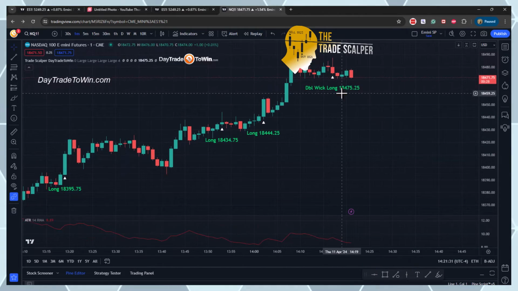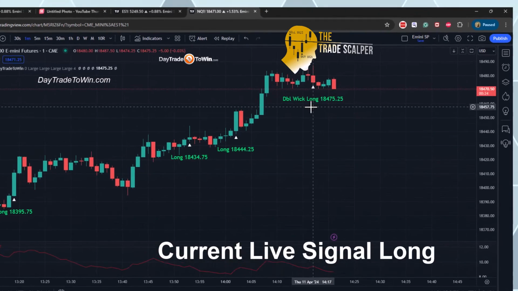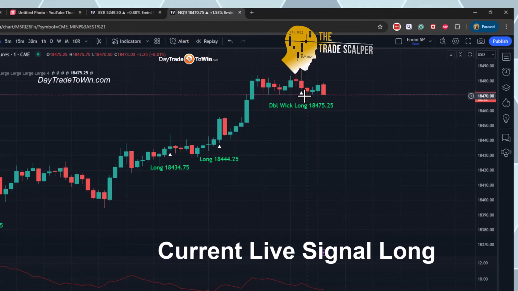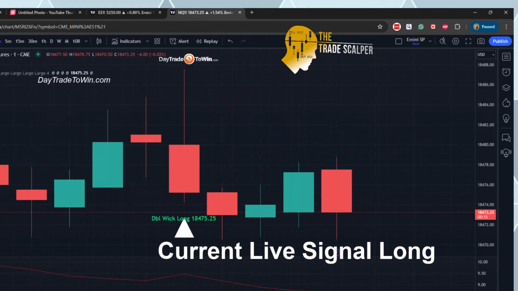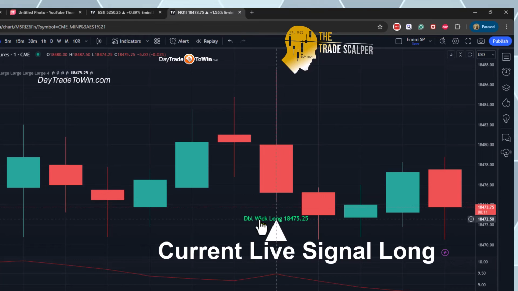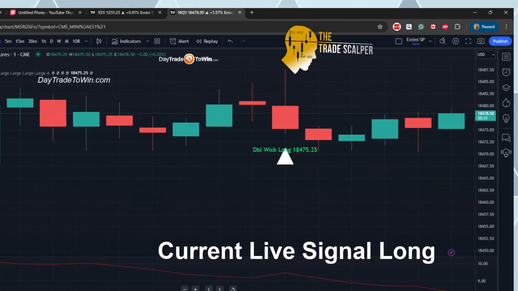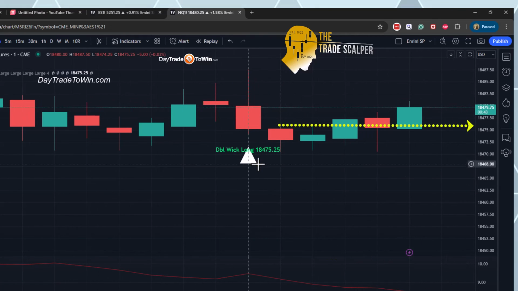So this is the most recent signal here to go long at 18,475. Right now it is just a little bit lower. Let me expand this out here a little bit. Right now, all right, it's going in our favor: 18,478 quarter. The entry was 18,475. This is the live trade, live signal.